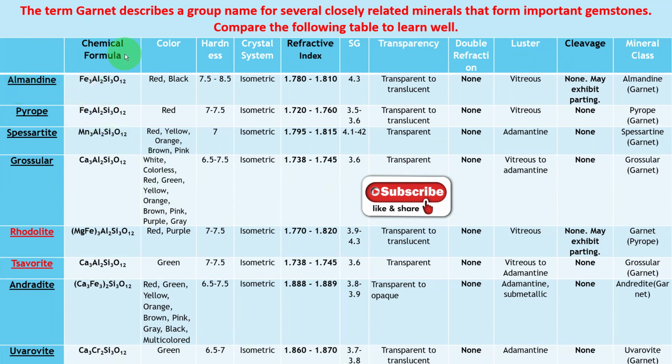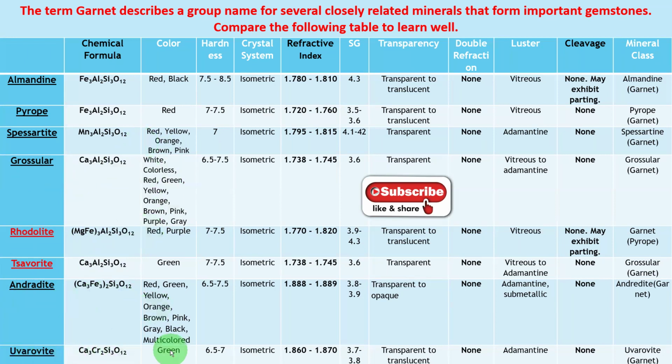See the almandine chemical formula, ferrous aluminum silicate. Pyrope, ferrous aluminum silicate, same, but the color is red and black, red. Spessartite means spessartine, both are same. Manganese aluminum silicate, red, yellow, orange, brown, pink. Grossular, calcium aluminum silicate. These are the colors. Rhodolite, magnesium, iron, aluminum silicate. Tsavorite, calcium, aluminum silicate. Andradite, calcium, iron silicate. Uvarovite, calcium, chromium silicate.